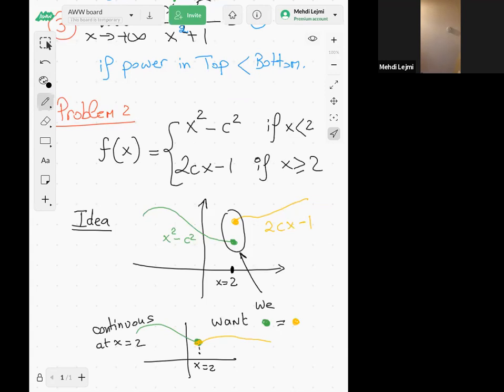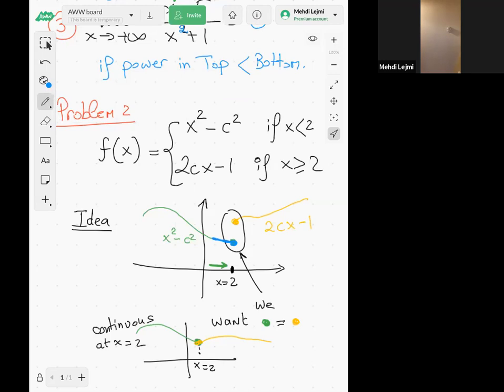Right, so now, how do we compute the left, the green point and the yellow point? Well, the green point, that's the value of the function f when you approach two from the left, right? When you approach two from the left, the corresponding values of the function f. So here's the corresponding values of the function f, right? Here, these values here, they approach your point here, right?